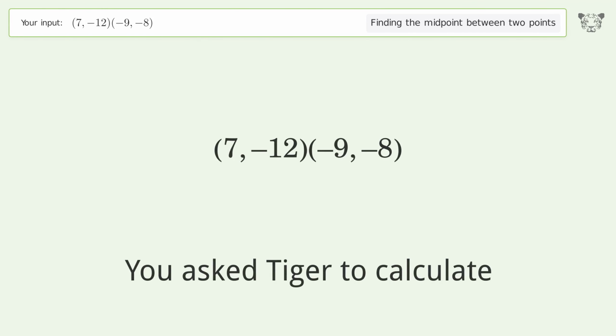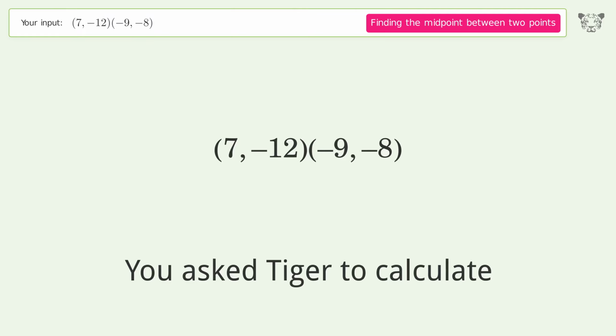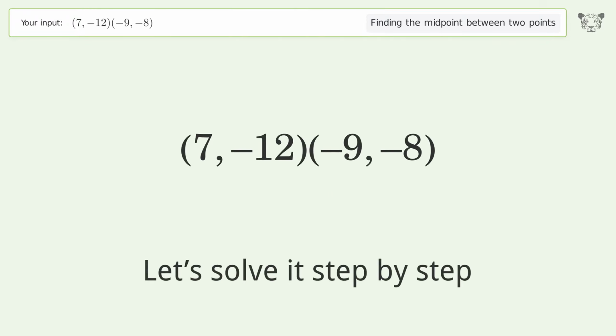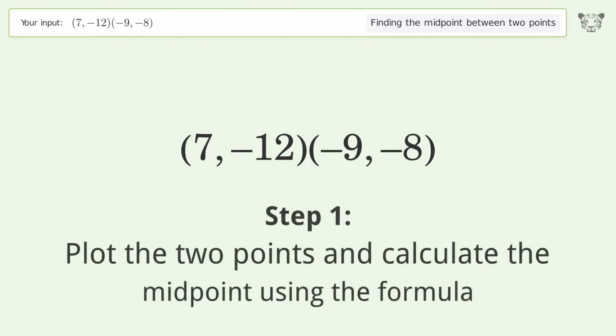You ask Tiger to calculate. This deals with finding the midpoint between 2 points. The midpoint between the 2 points is -1, -10. Let's solve it step by step. Plot the 2 points and calculate the midpoint using the formula.